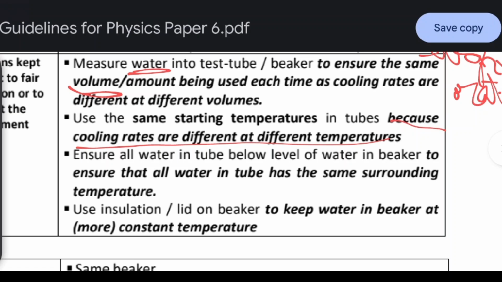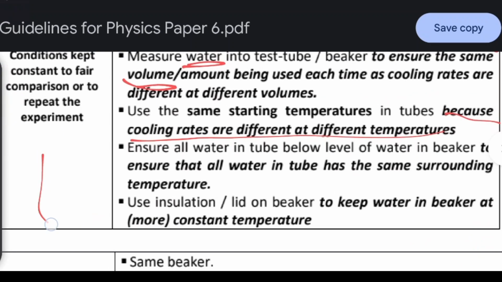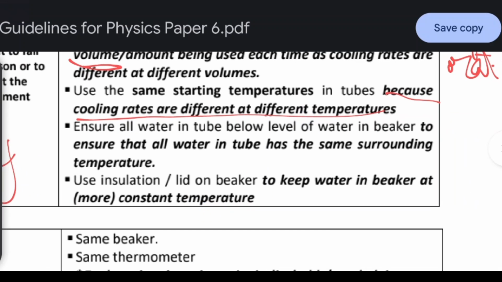Ensure all water in the tube is below the level of water in the beaker. Okay. Ensure all the water in the tube is below the level of water in the beaker to ensure that all water in the tube has the same surrounding temperature.